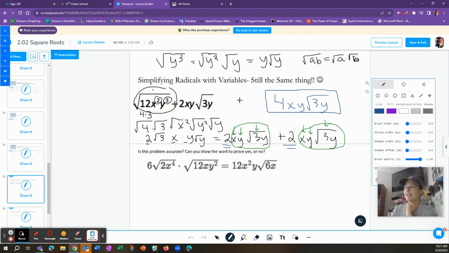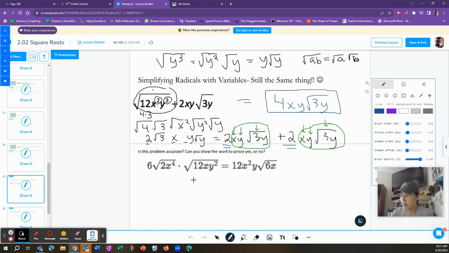All that is saying is these are just different equivalent forms using the rules of mathematics so that when we're done, we kind of cleaned it up. But that 4 times x times y times the square root of 3 times y will be the same as everything else you see on the board. Okay?